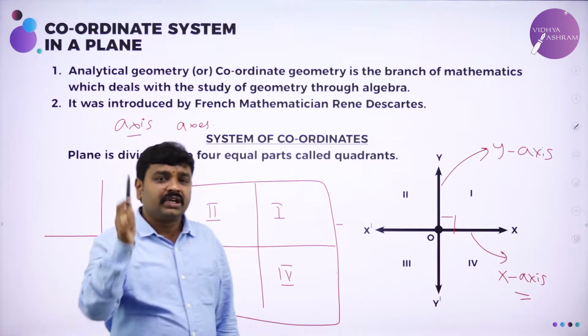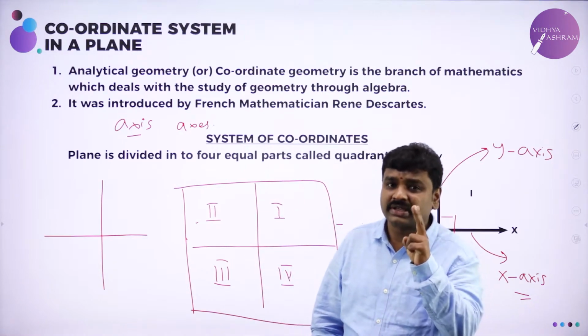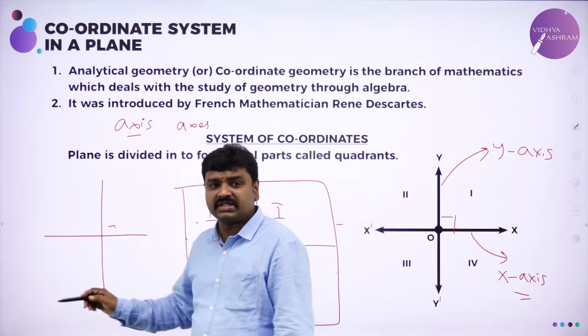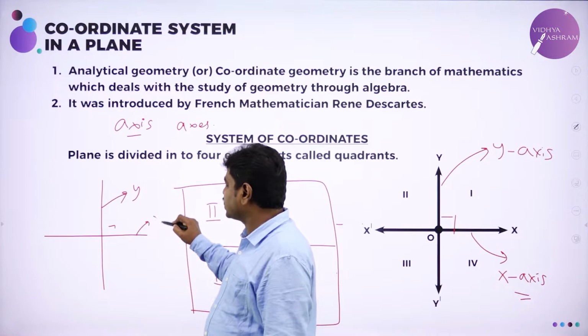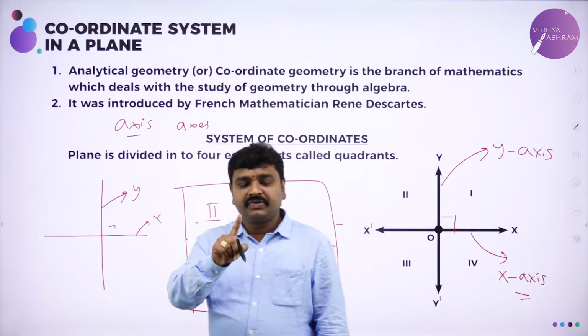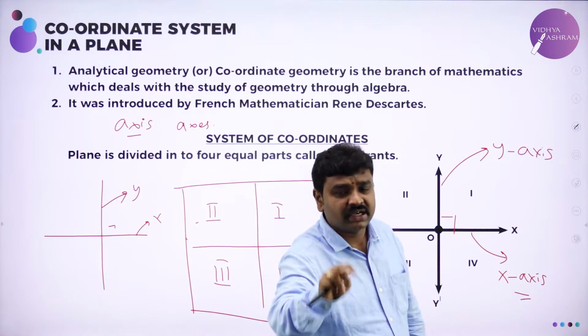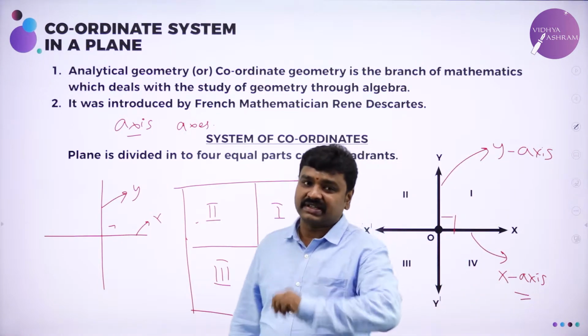Coming to the point, if you want to divide the plane into 4 equal parts, we use how many lines? 2 lines. How are they? They are perpendicular to each other. And these lines are called the vertical line, Y axis, and the horizontal line, X axis. The plane is divided into 4 equal parts using 2 perpendicular lines, and we call them what? Axes. One is the Y axis, the other one is the X axis.